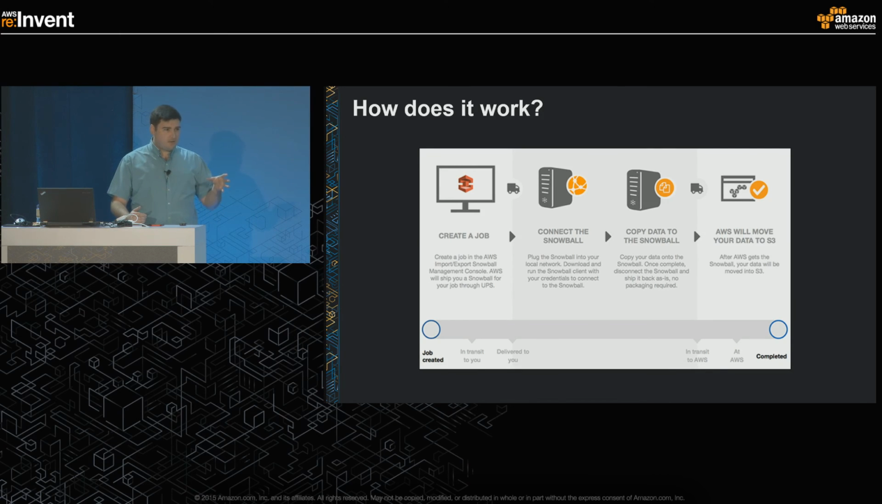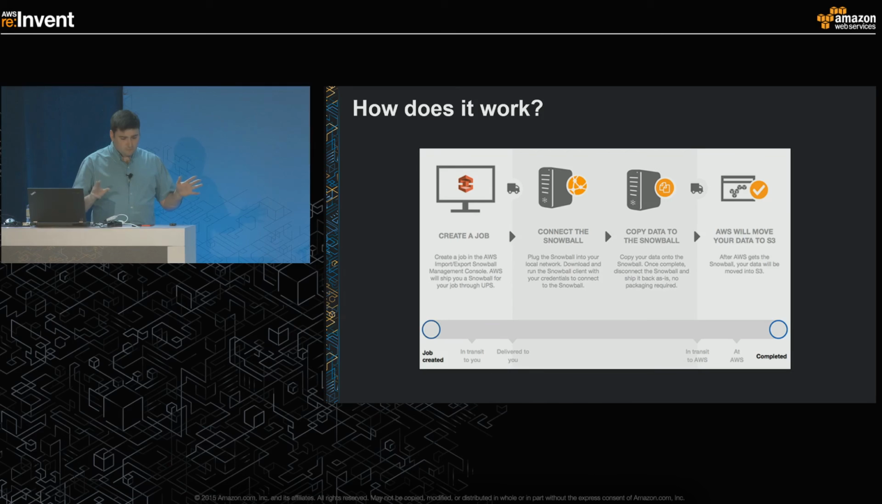Once the job's been created, you can then see the little truck there. The device will be physically shipped to you. When it arrives on your site, you download some client software of ours. You configure it with the right credentials that match up to the Snowball device that was shipped to you. And then you can use that client to copy data at high speed to the Snowball device.